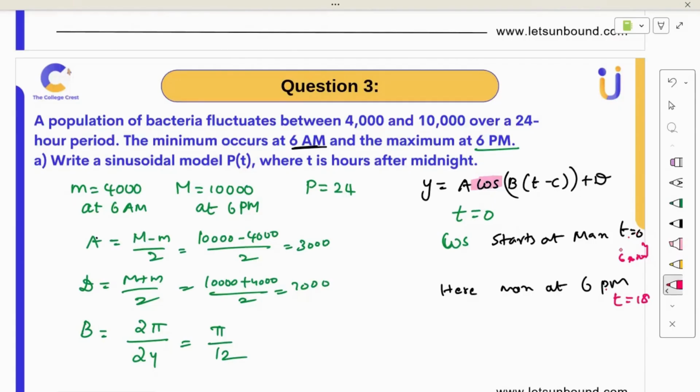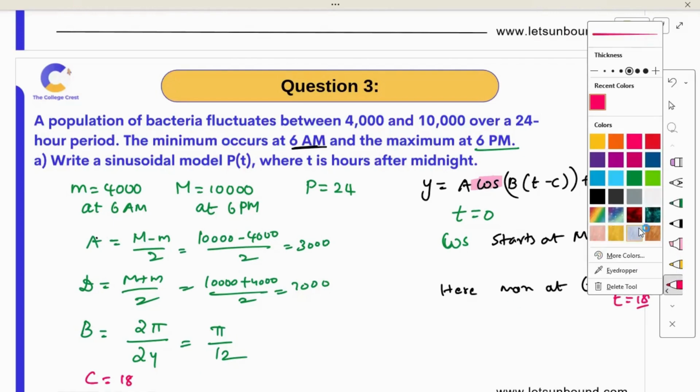So midnight to 6 a.m. is 6 hours. Then 6 to 12, another 6 hours. Then 12 to 6 p.m. it's 18. So t is 18 there. Okay, so the horizontal shift is 18. So your c is 18, and we got everything. Let's write it in.